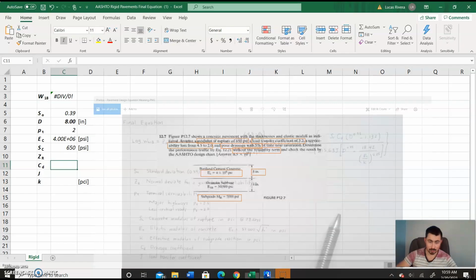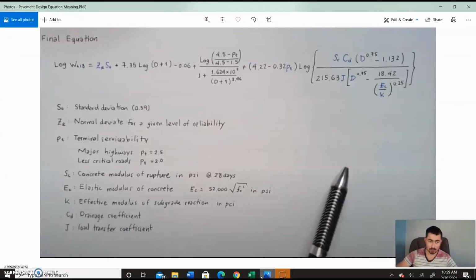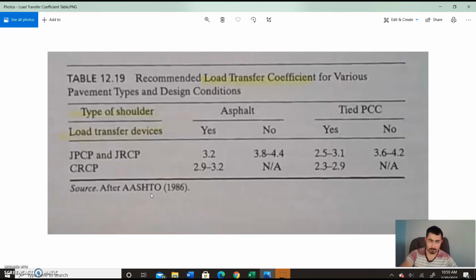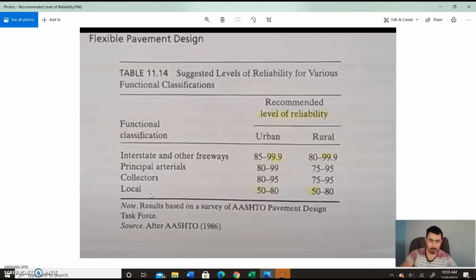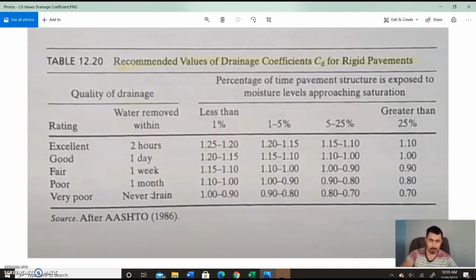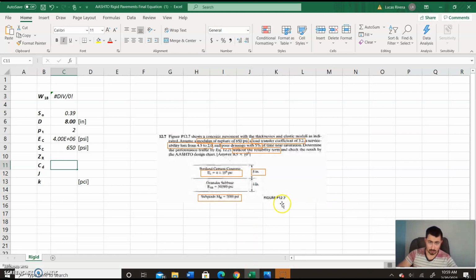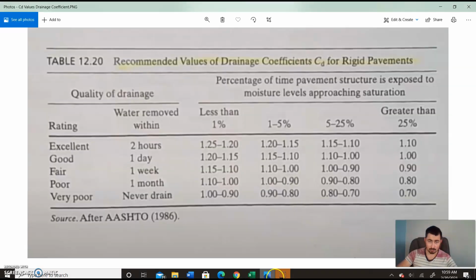C sub D, drainage coefficient, and this one was weird. Let's see. Transfer coefficient. What was it? Was it poor? Drainage coefficient. Poor drainage with 5%. So it could be anywhere from 1 to 0.9, but since it's 5%, I've inputted 0.9.